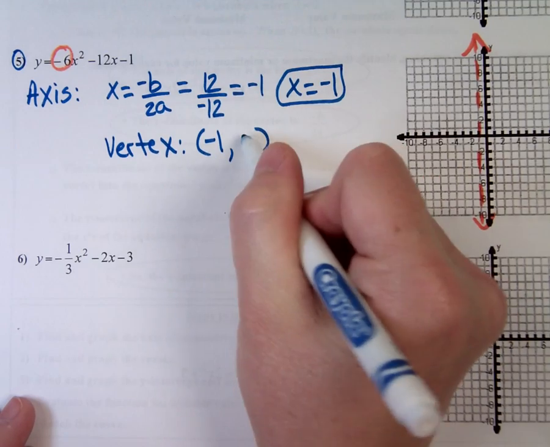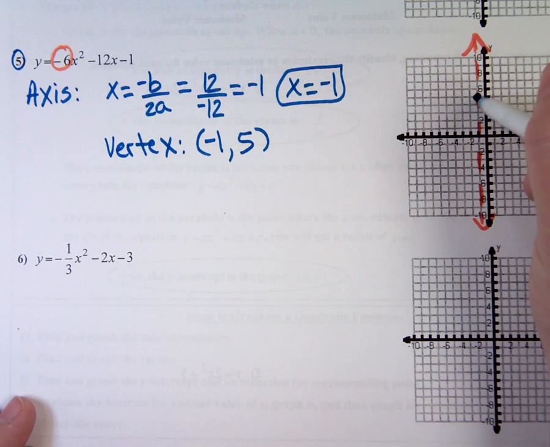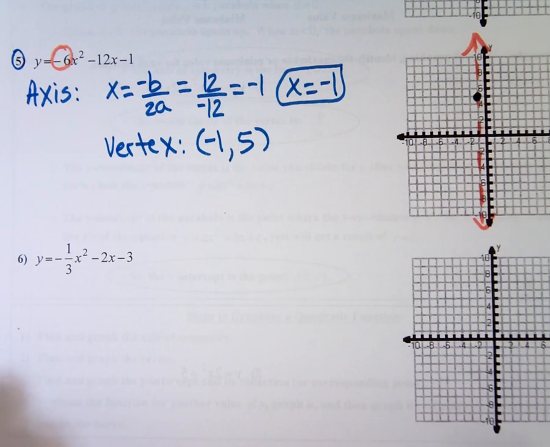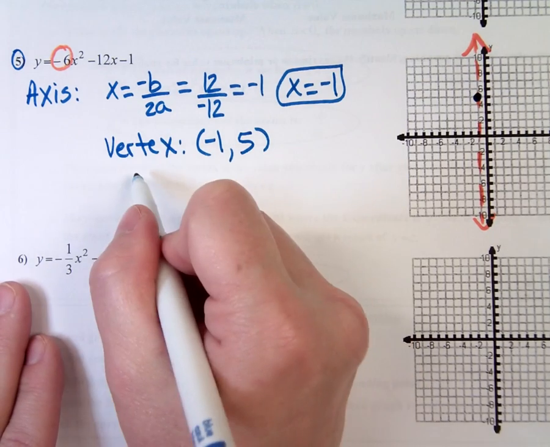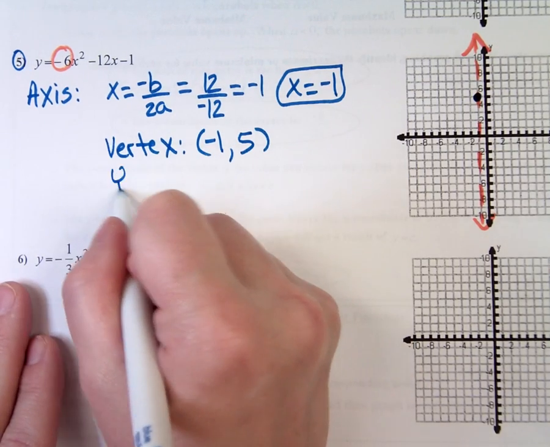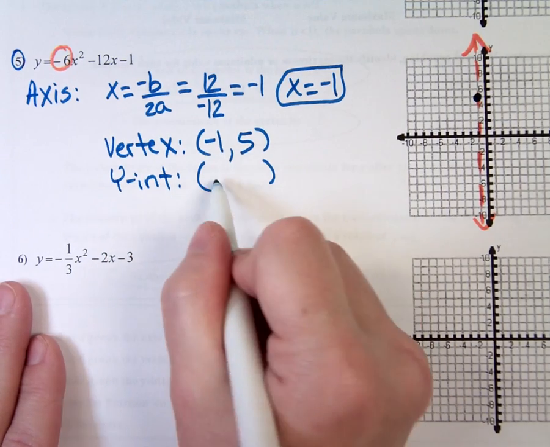Okay. So I'm going to plot them. I'm going to go left 1 and up 5. Now you already told me the parabola is going to open down, so we kind of have an idea of what it might look like. Okay, what's the next thing we find after we find the vertex? Good, the y-intercept. And the y-intercept always has a 0 for the x.